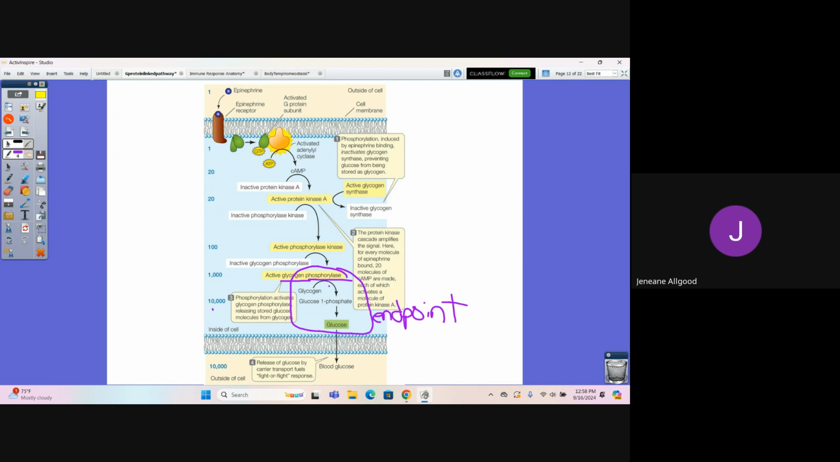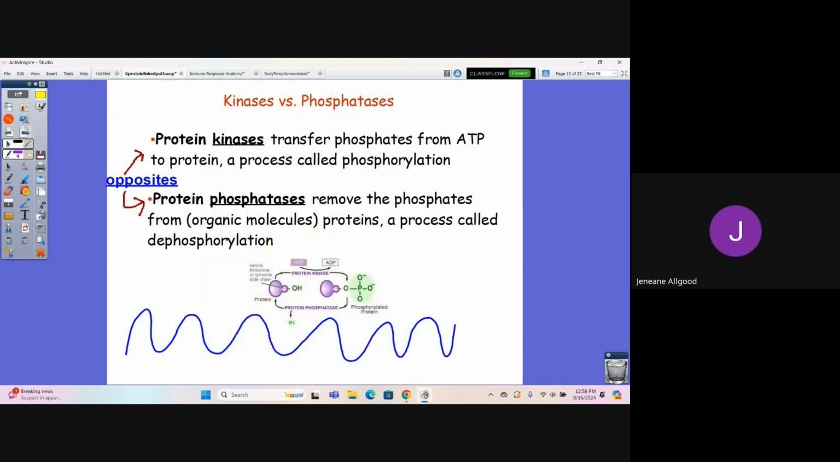So we say that this pathway gets amplified as it goes because, yes, you have one of everything to start with, and then each adenylyl cyclase maybe makes 20 cyclic AMPs, and then each cyclic AMP makes so many protein kinases, and then each protein kinase can activate about 5 phosphorylase kinases. So the message gets bigger as you go down. That's what it means to amplify. All right, let's talk a little bit about our enzymes.